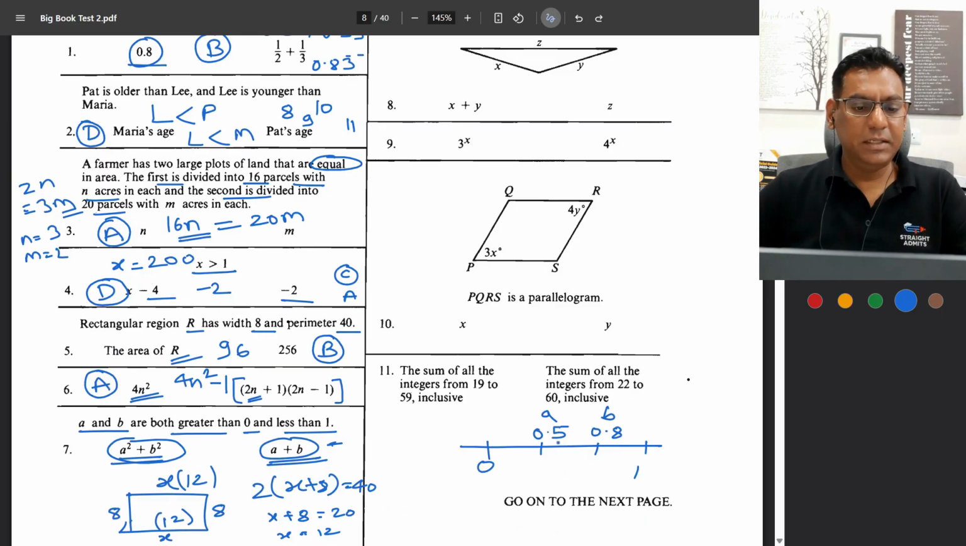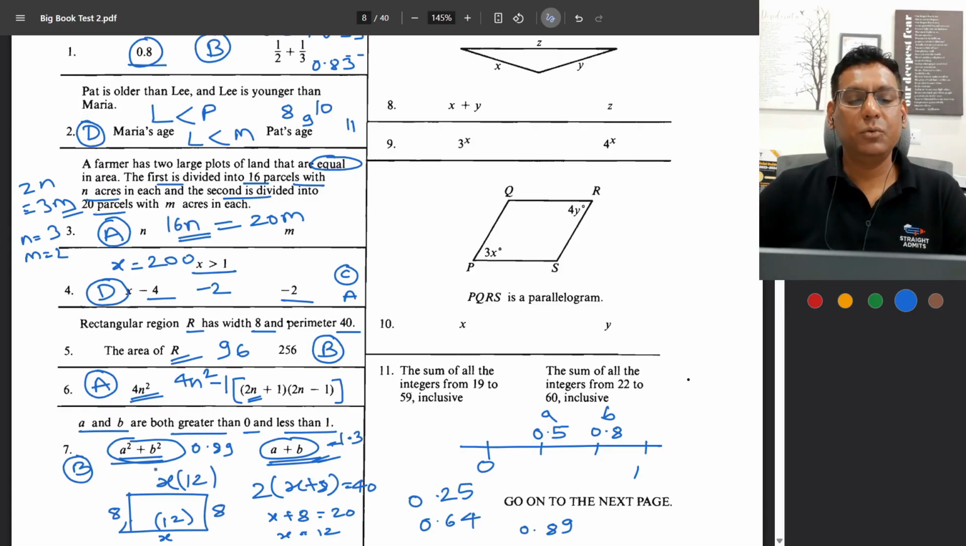The easier way is to go ahead with these numbers. I don't want to do this extra, but that's not going to take too much time. Square of 0.5 is going to be 0.5 into 0.5, 0.25. Square of 0.8 is going to be 0.64, right? If I add both of them, I get 0.89. So for this, I get 0.89. And if I add them up, I get 1.3. So the answer here is B.